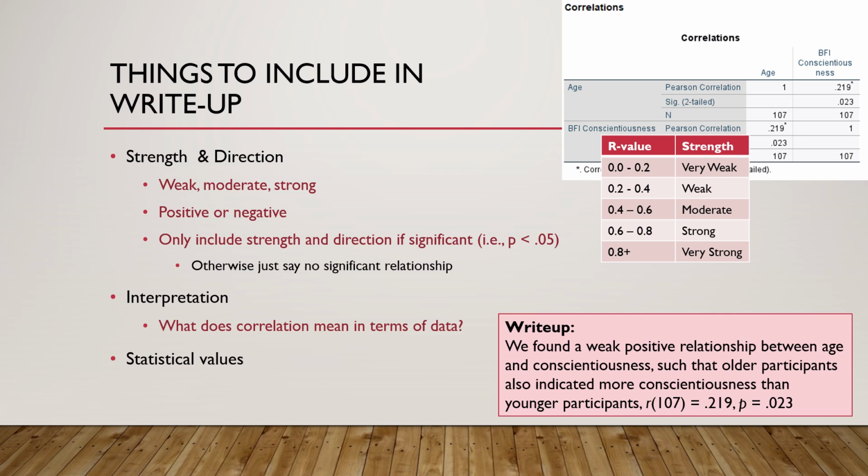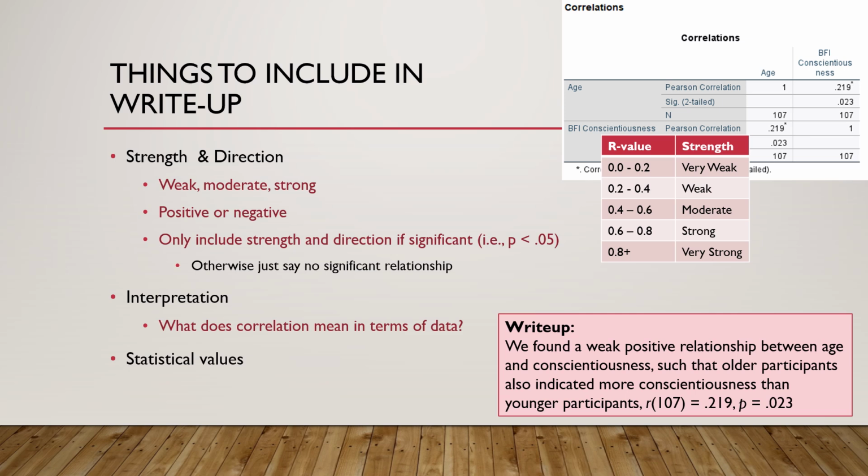Now I say strength and direction because it's very important to have, but only if it is significant. If the p is greater than 0.05, then that means there actually isn't any relationship. It can't be strong. There's no such thing as a very strong non-relationship. It's either there is a relationship and it's strong and negative, or weak and positive, or there is no significant relationship, which you can just say: we found no significant relationship between these variables.